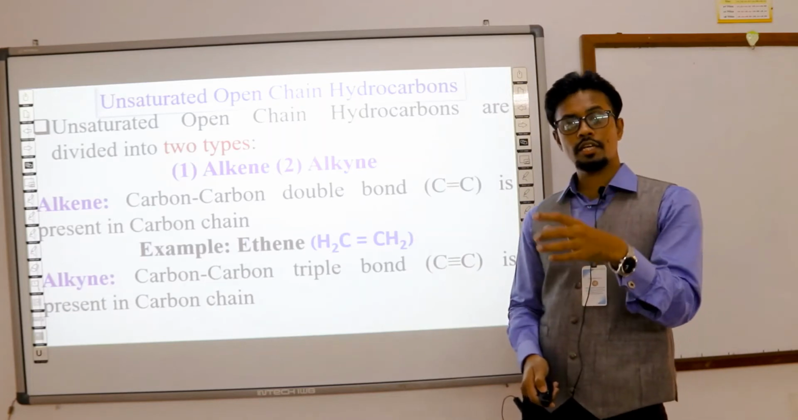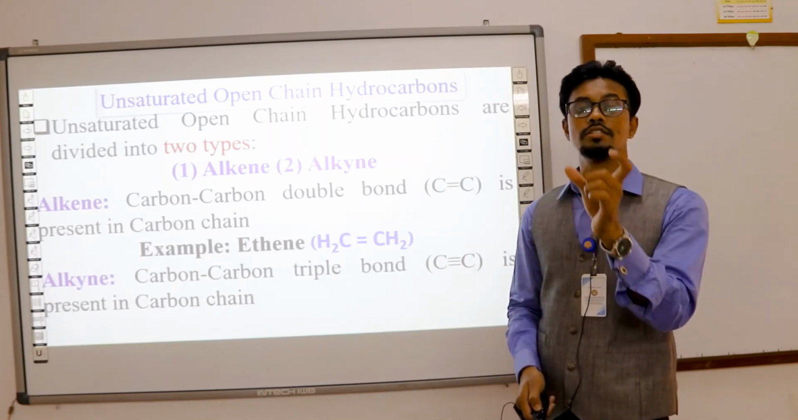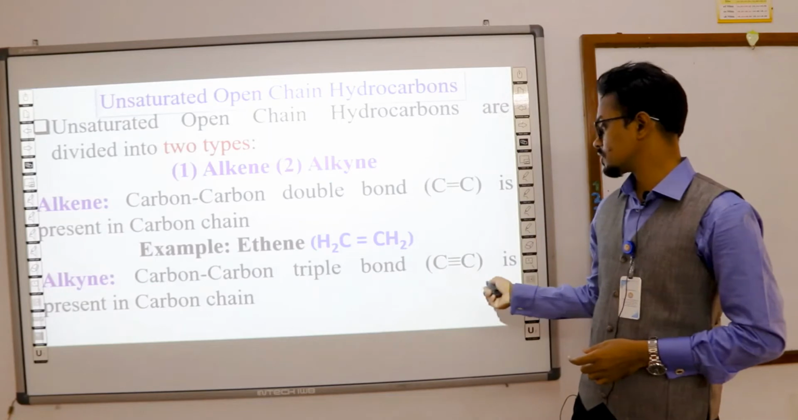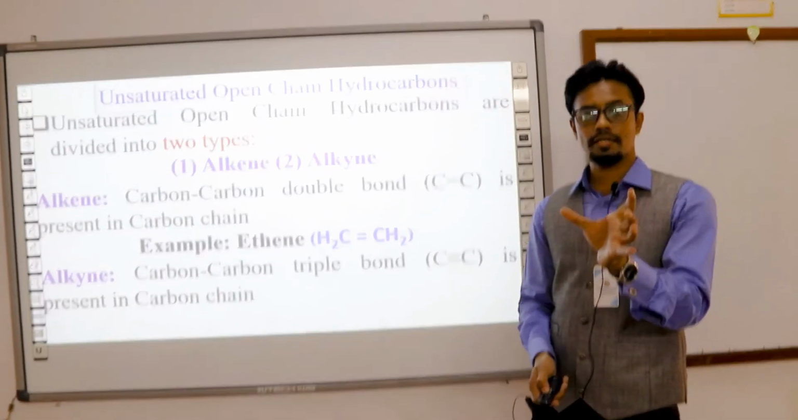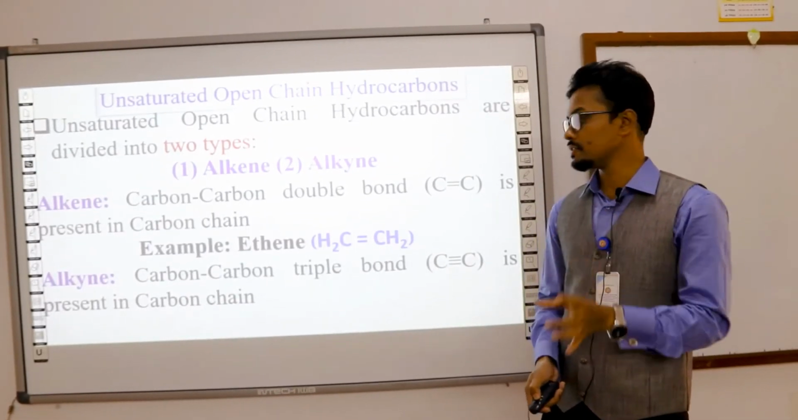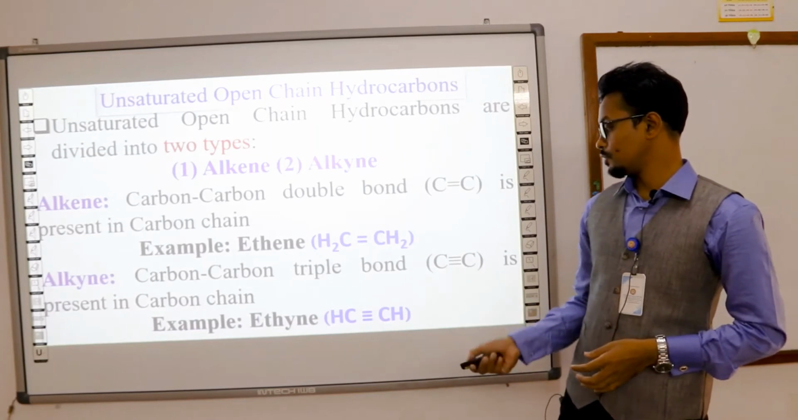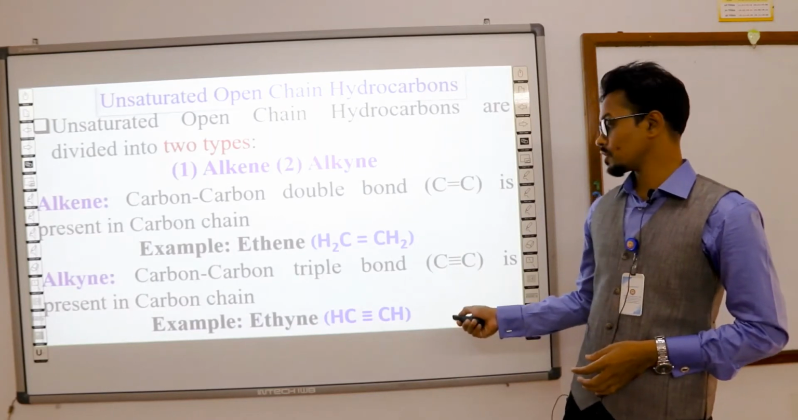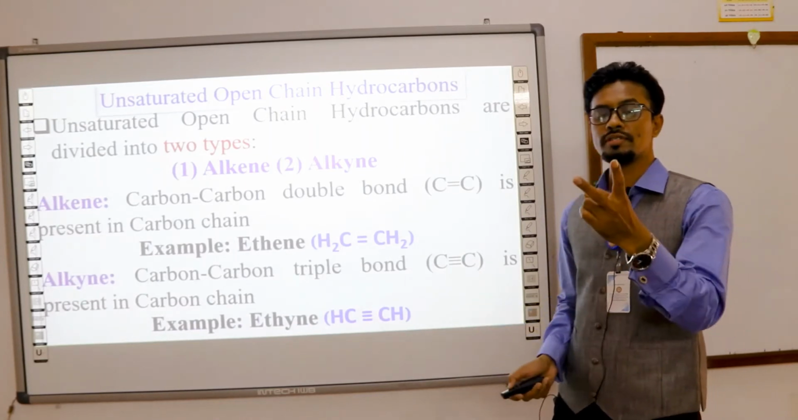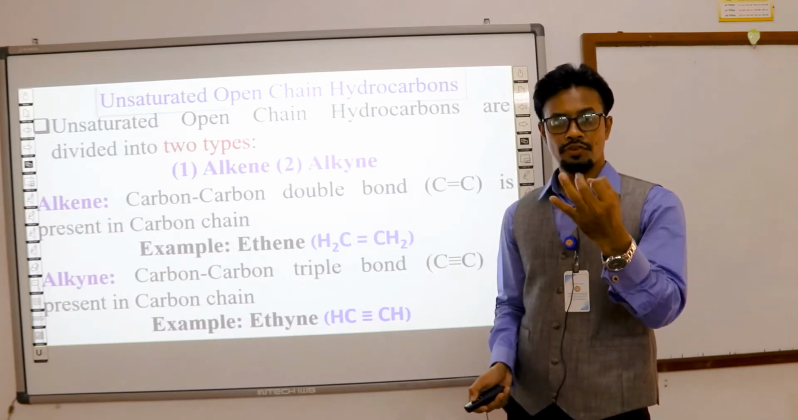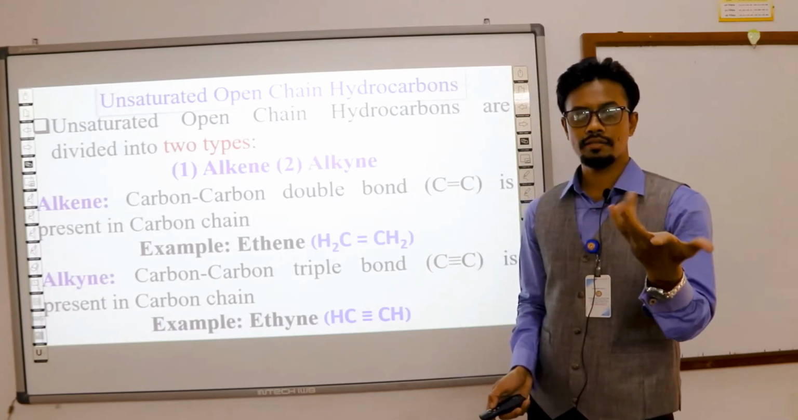In an alkyne, a carbon-carbon triple bond is present in the carbon chain, and that is called alkyne. So ethyne, you can see a carbon-carbon triple bond, 2 carbons, it is ethyne, 3 propyne, butyne, like that.